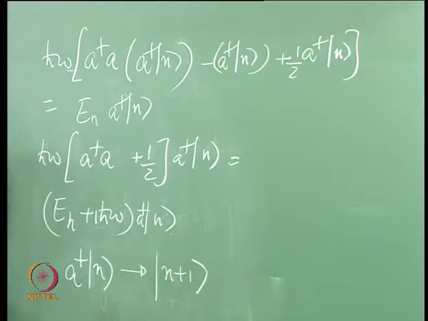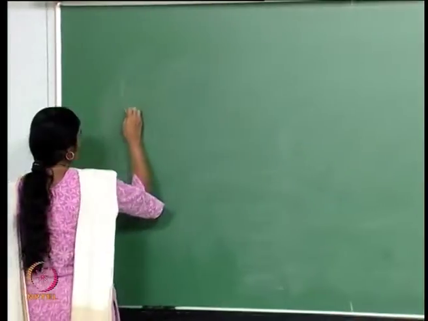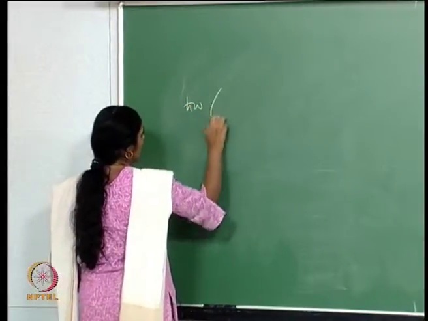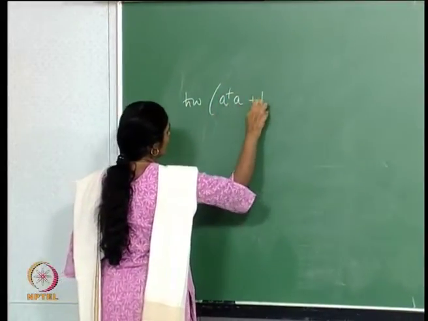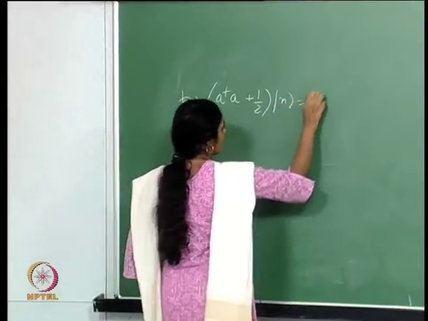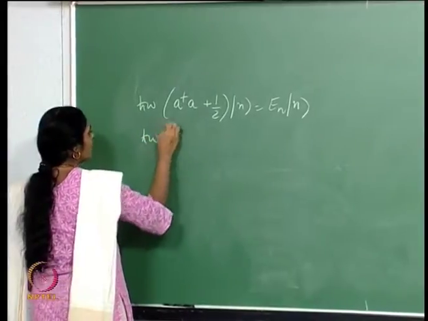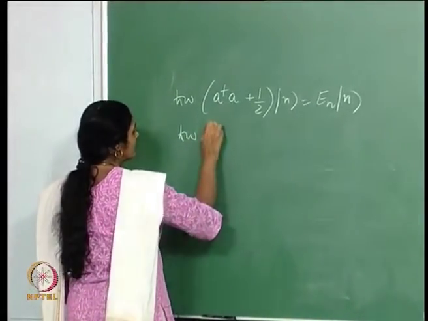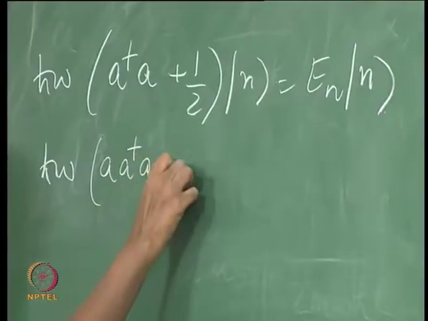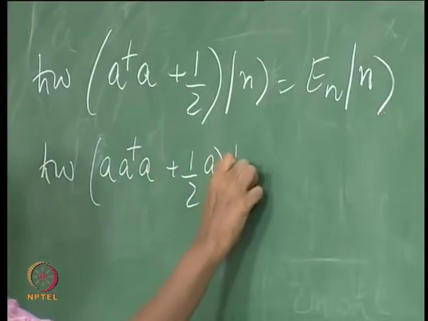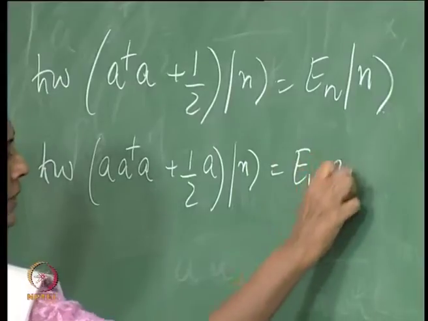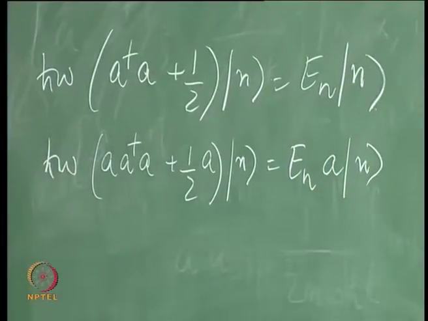Similarly, we can find out what happens when A acts on ket n. So let us do that. So again we begin with the Hamiltonian and the eigenvalue equation, and this time multiply by A. So A dagger A plus half A ket n is E sub n A ket n.